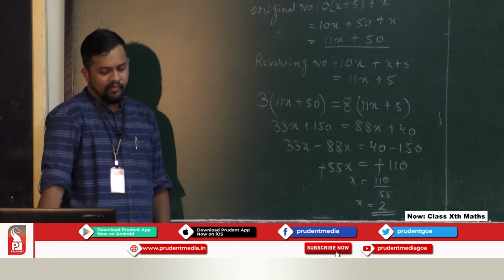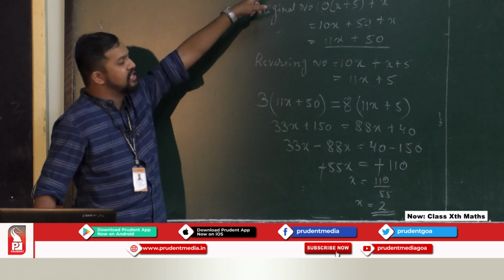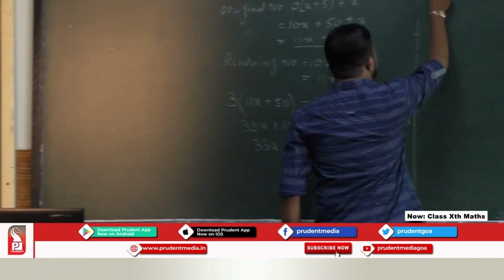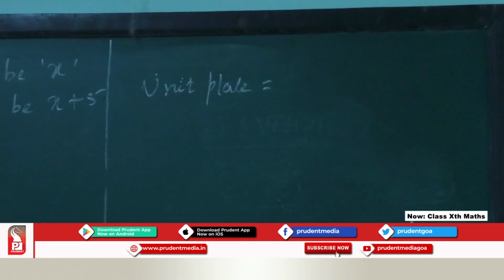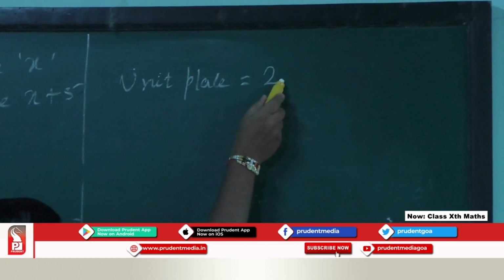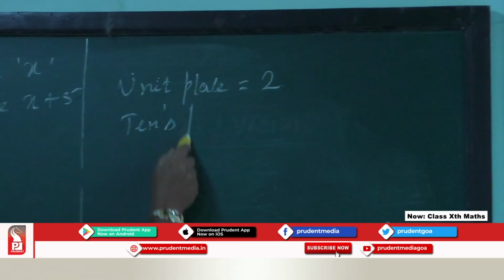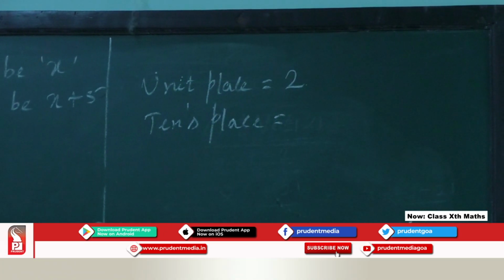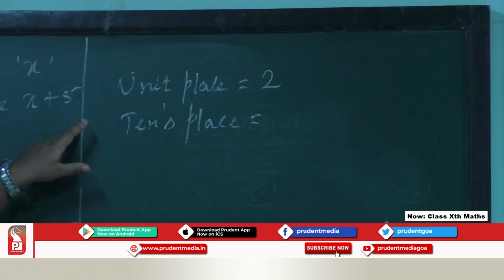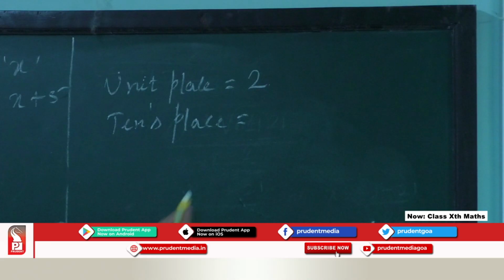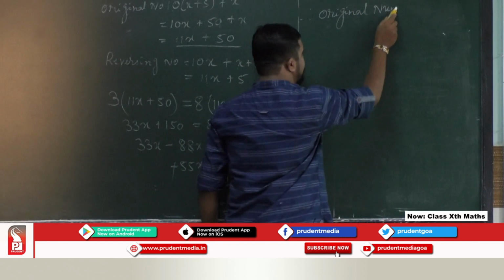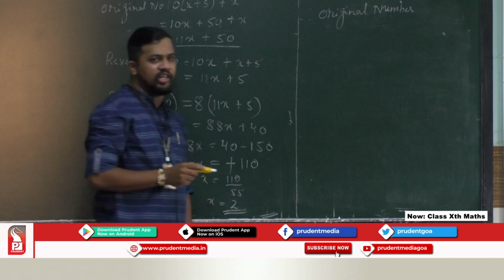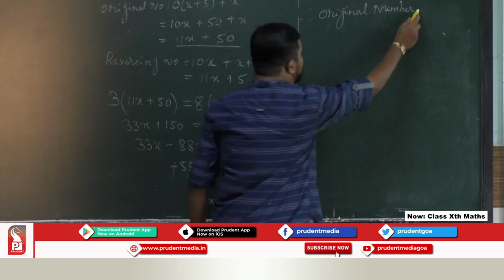So I got a direct number. The value of x is 2. Who is x? x is the unit place. So unit place is 2. 10's place is x plus 5, x is 2, 2 plus 5, 7. Therefore the original number, you can directly write it from here, that is 72.